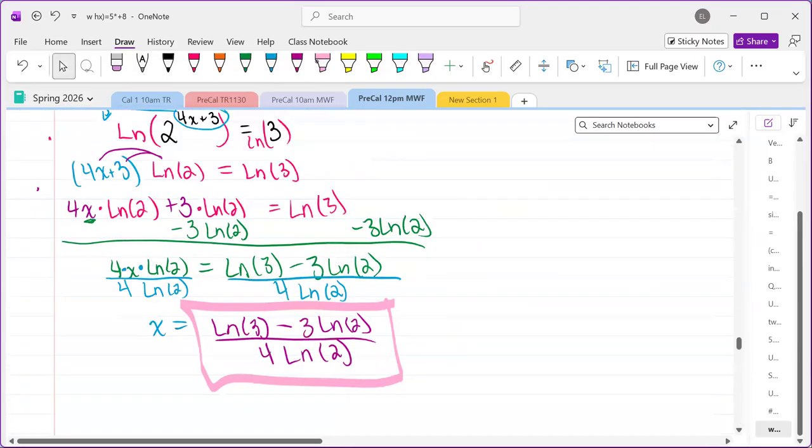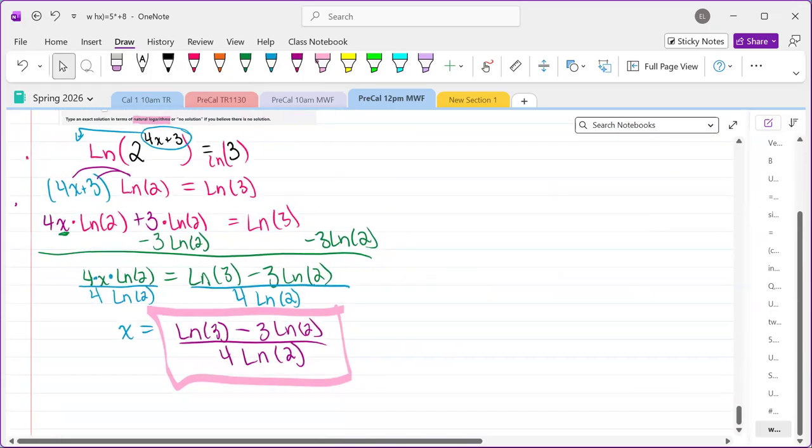Now, certainly that is something I can type on the calculator and get a decimal for. And if you give me the decimal on the test, that's fine. In fact, when we got the 4x plus 3 times the natural log of 2 equals the natural log of 3, if you wanted to write the decimals in place of natural log 2 and natural log 3, you could. I'll take that result. But for web work, we have to keep it in terms of the natural log.